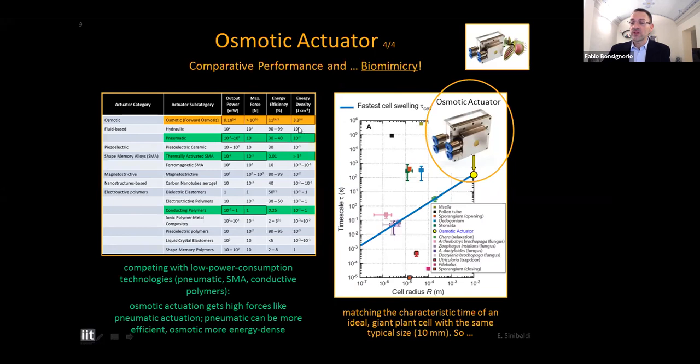So this is very nice, but maybe for us it was more interesting just to have this kind of representation here. We are overlaying our artificial device on this graph for natural systems. If you put our device here, considering that its typical length scale is 10 millimeters, we see that our time scale, around 100 seconds, perfectly matches that of an ideal giant plant cell at the same length scale. So this means that our device, besides being bioinspired, was also biomimetic as for the actuation time.